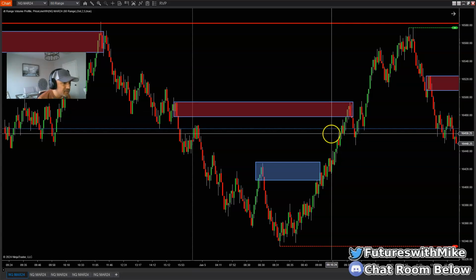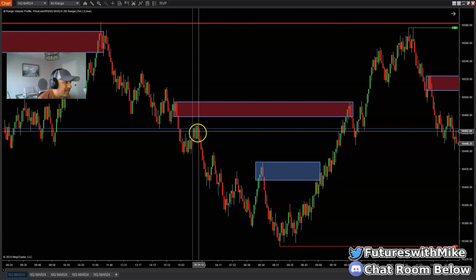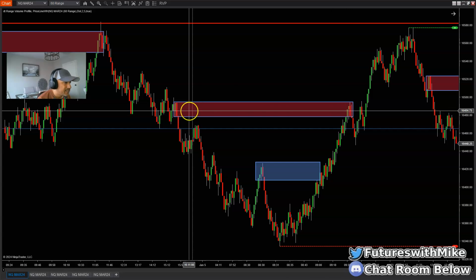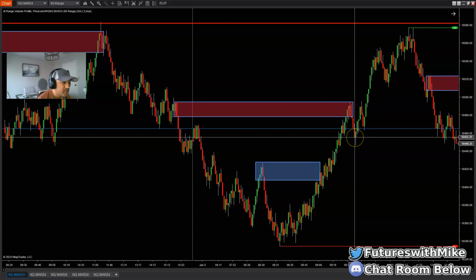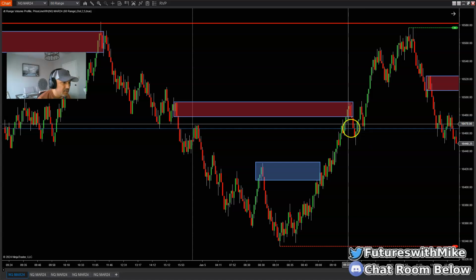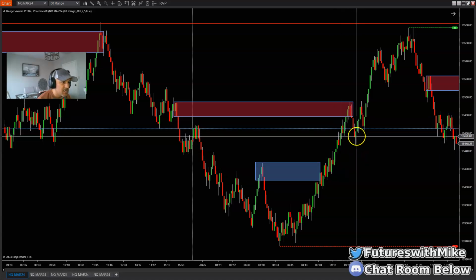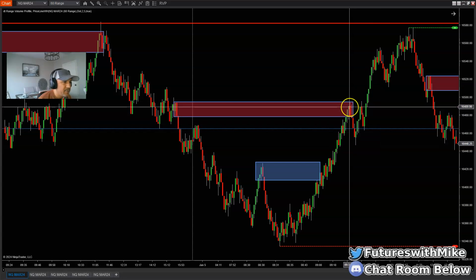So be mindful of this right here, because this right here aided in the break of this area of structure over here. So look what happens. It reacts at the zone. It comes back to it. And then what does it do? It doesn't break down any lower. Okay? It holds at that demand zone and breaks higher. So we've got a push up, reacts, maybe look for rejection, take a quick scalp short.